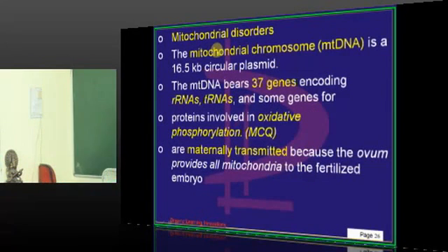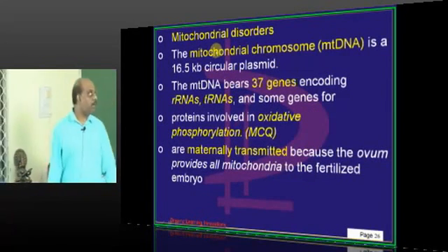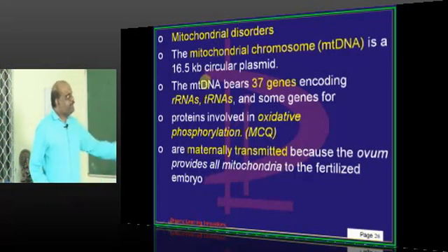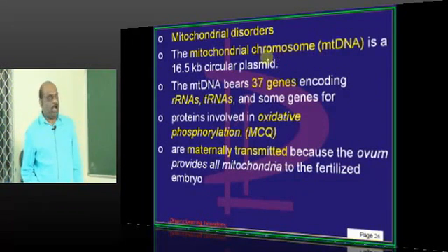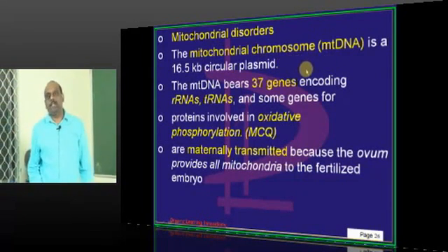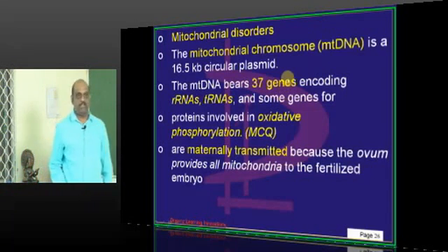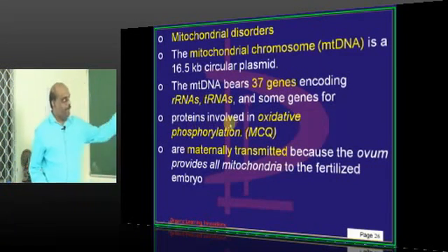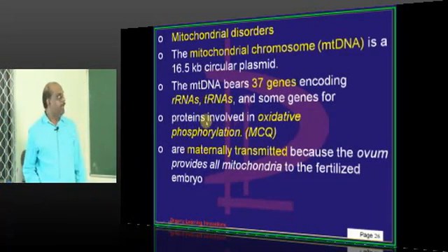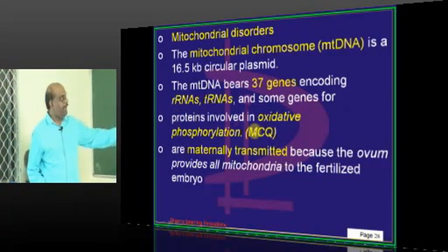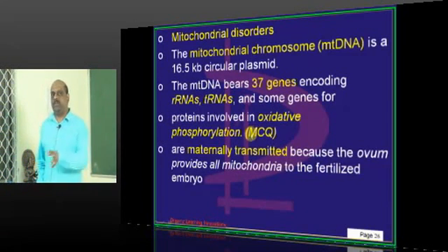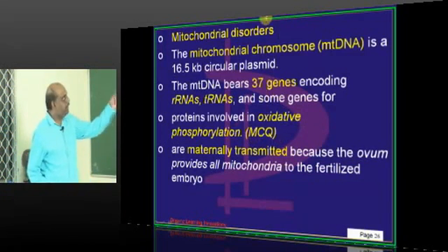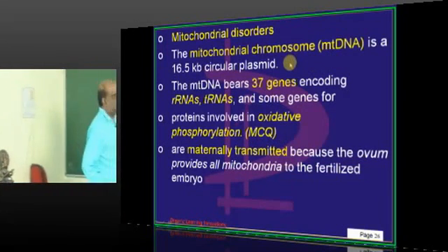Now comes the mitochondrial disorders. We have a circular plasmid of mitochondrial chromosome which has about 37 genes. They encode for tRNAs and rRNAs, and also for the oxidative phosphorylation mediating proteins inside the mitochondria. They are all decided by the mitochondrial chromosome.